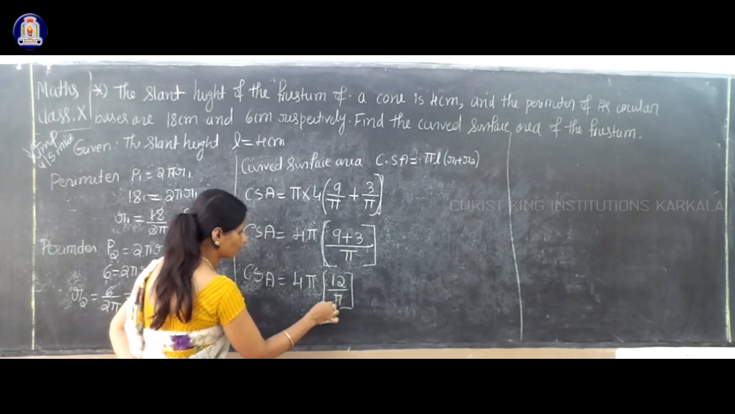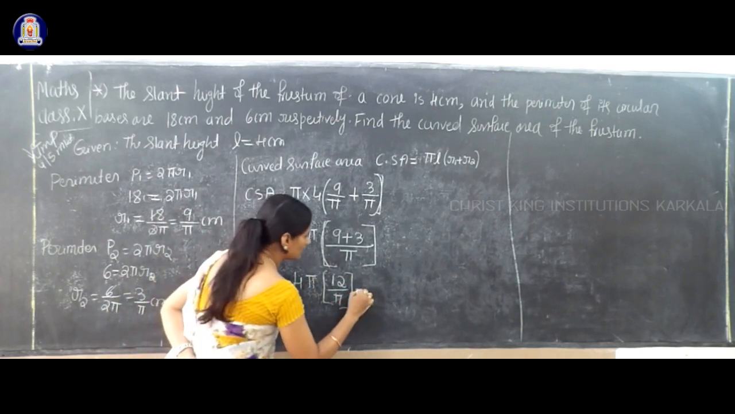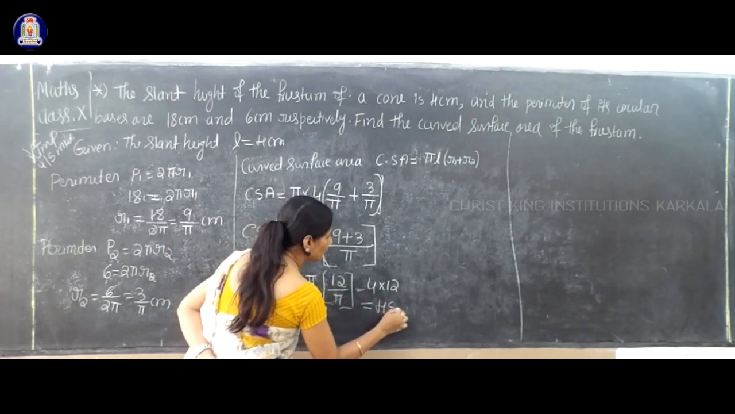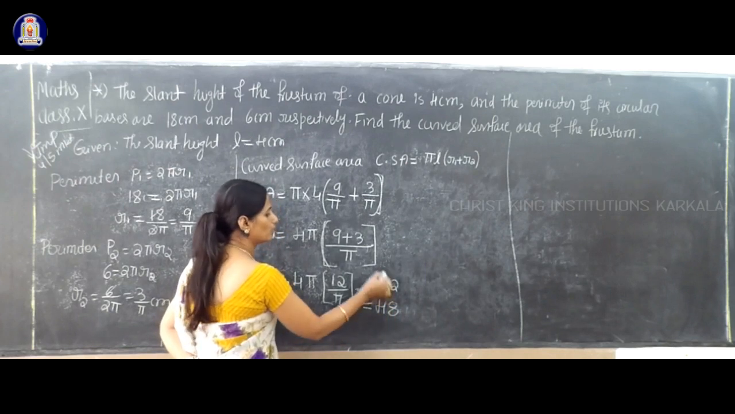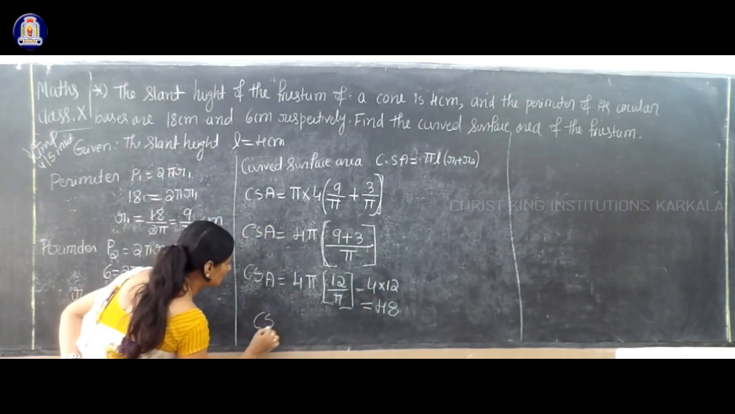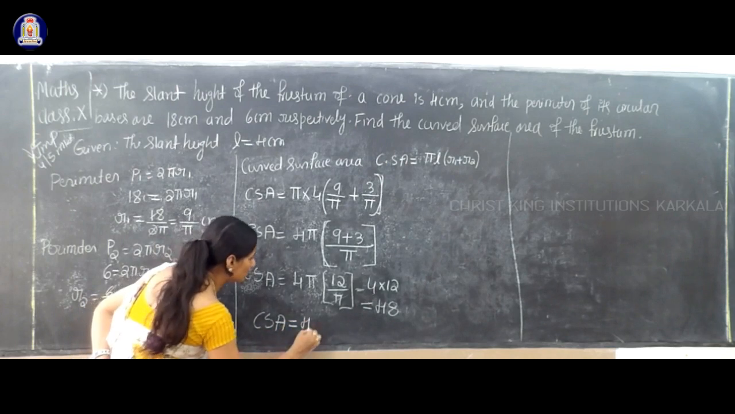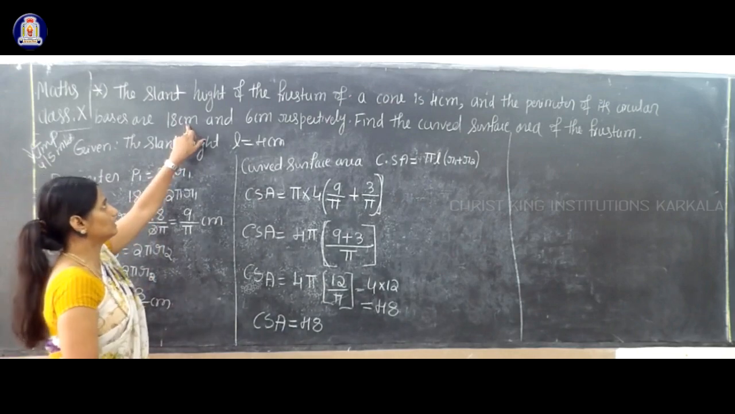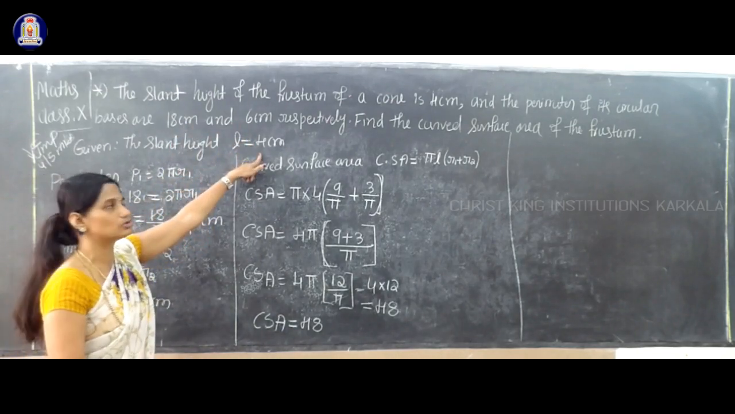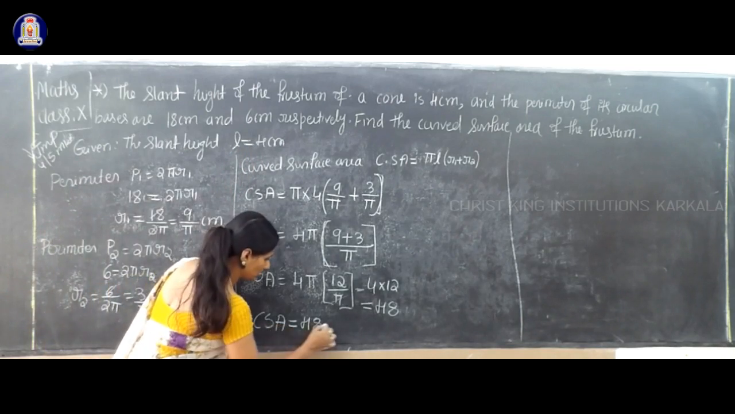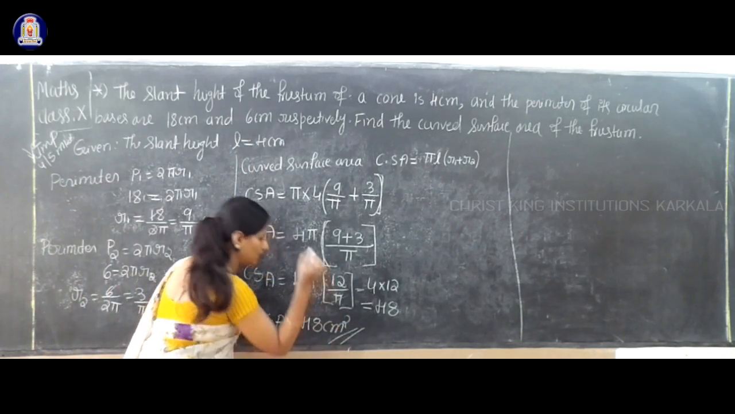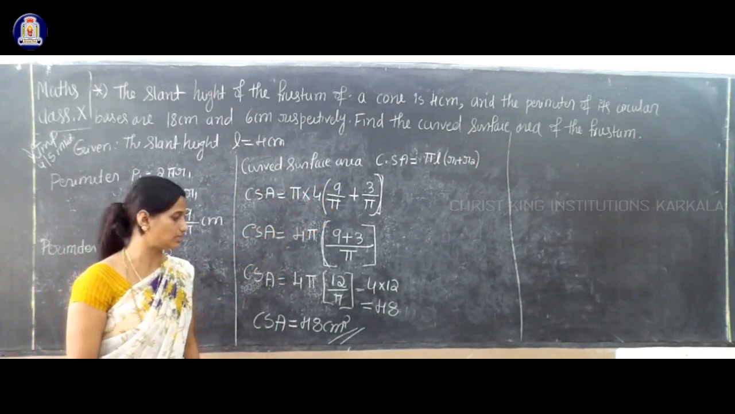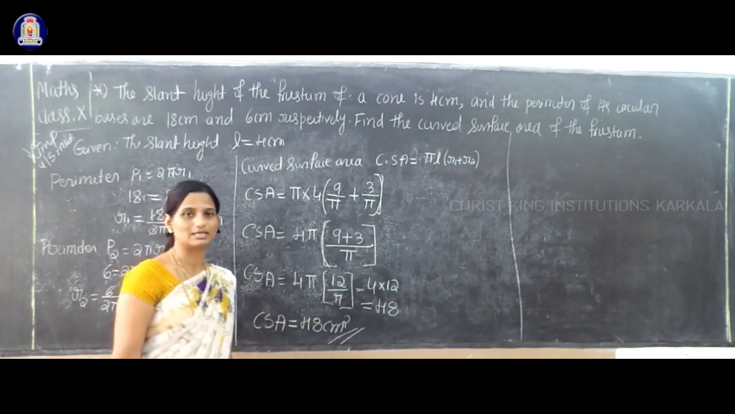Correct now? Which can you cancel? 4 pi and pi. So what is left here? 4 into 12. 4 into 12 is how much? 48. So what is your CSA? Therefore CSA, or curved surface area, is 48. What is the unit? This is centimeter, slant height is also centimeter, so curved surface area is centimeter square. So write the conclusion: therefore, the curved surface area of the frustum is 48 centimeter square.